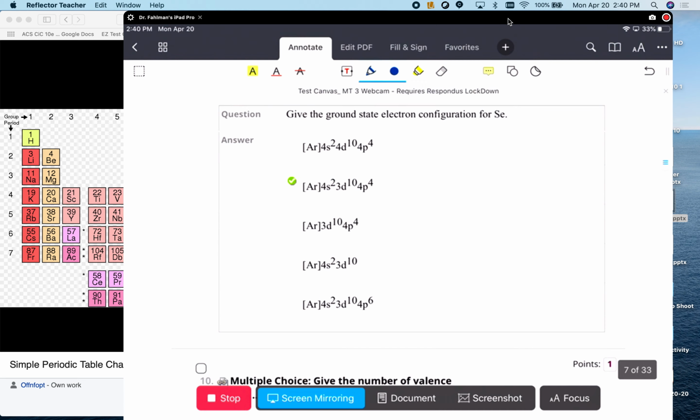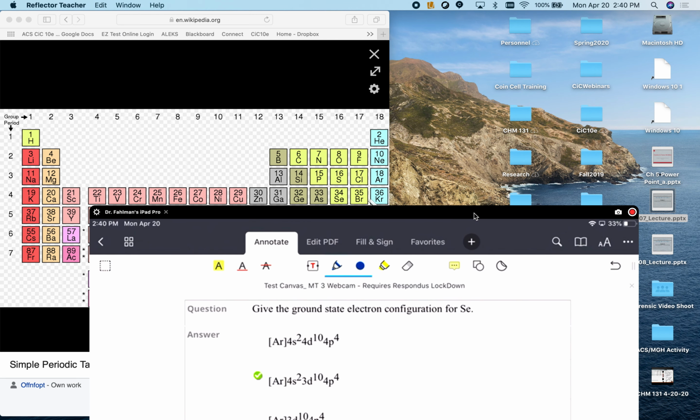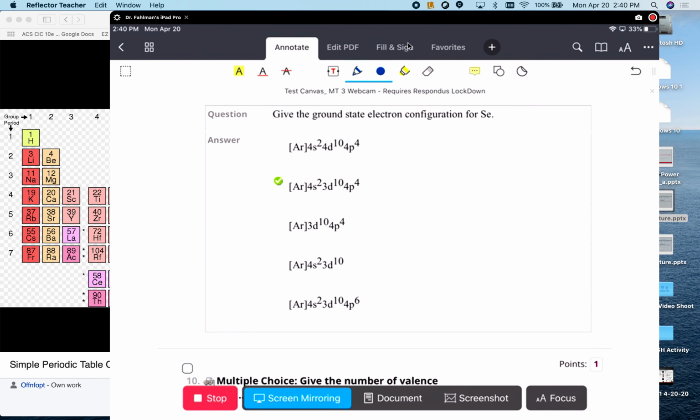Selenium, configuration for that. Right here, it's going to be argon's configuration, 4s2, 3d10, and then we have P4, so that's going to be 4p4. This one looks similar, but you've got a 4d. Remember that it's 3d. It's always one less than the S and P that surround it.